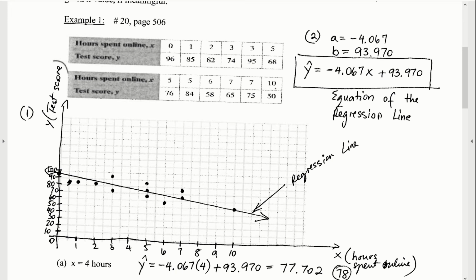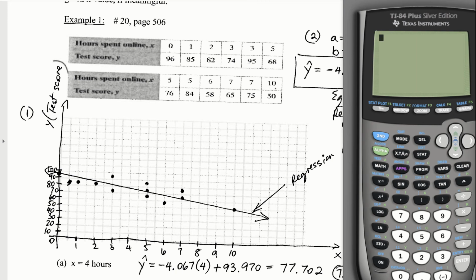First things first, we want to go ahead and enter this data into the calculator. So I would again go to Stat, Edit. We always want to put our independent variable, the x values, in the first column. So it'd be 0, 1, 2, 3, 3, 5, and then it continues and wraps around, continuing on 5, 5, 6, 7, 7, 10. The related y values, which are the test scores, would be 96, 85, 82. So we want to go ahead and get all of our data points in.